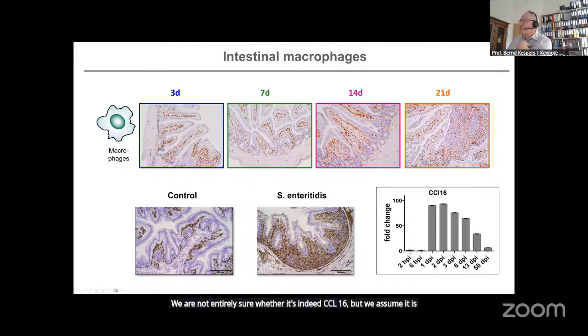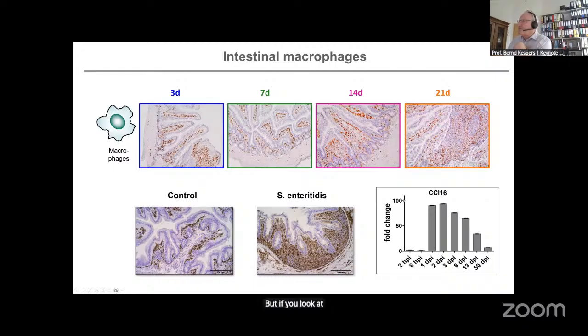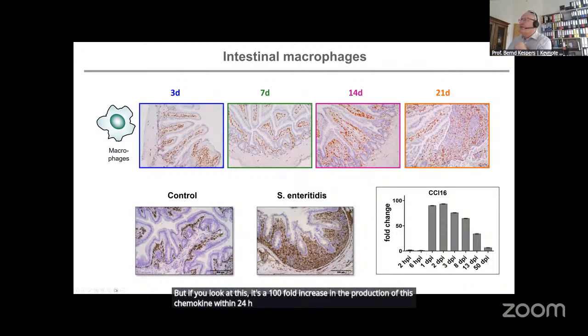But what is important to see, 2 hours after infection and 6 hours after infection, we don't see much of the chemokine expressed. But if you look at this, it's a 100-fold increase in the production of this chemokine within 24 hours after infection, and that stays quite high for an extended period of time, actually.